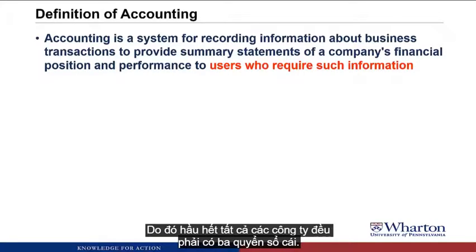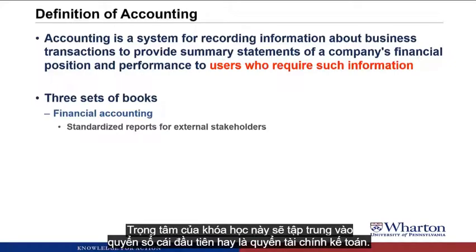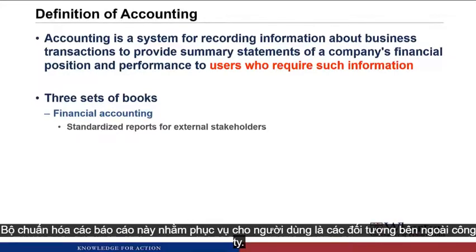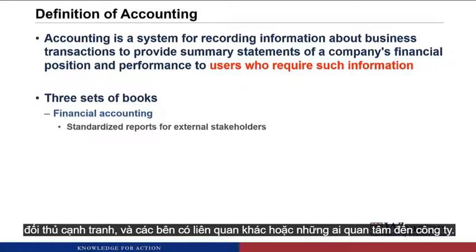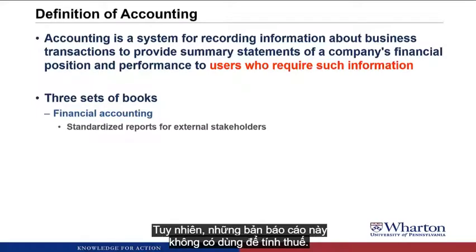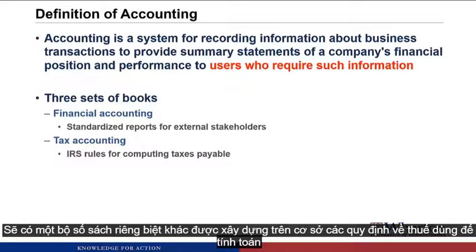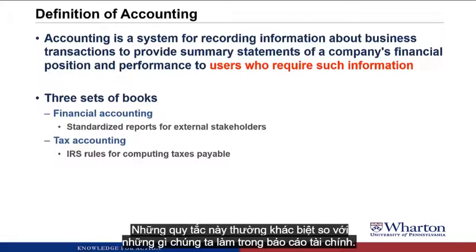So most companies have to keep three sets of books. Our focus in this course will be the first set of books, or financial accounting. This standardized set of statements is geared towards external users like investors, creditors, customers, suppliers, competitors, and any other stakeholder or person that has interest in the company. However, these financial statements are not used to determine taxes. There's a separate set of books based on tax rules that are used to compute how much taxes a company has to pay. These rules are often quite different from what we do in the financial statements.